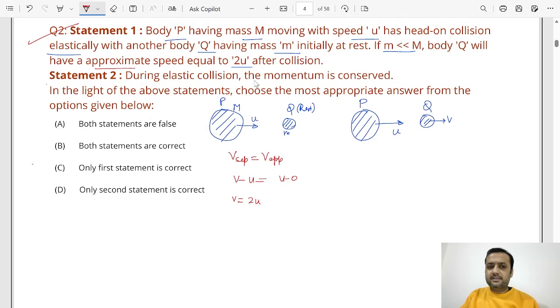Statement 2 is straightforward, saying that momentum is conserved. Now we know that whether it's elastic, inelastic, any kind of collision, momentum will be conserved. So the statement is correct. So we can say that both statements are correct.